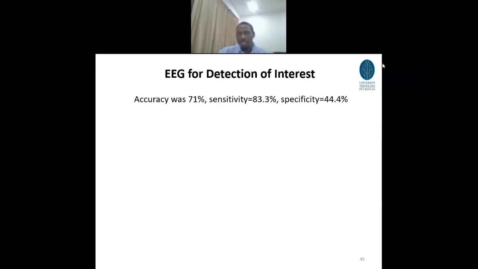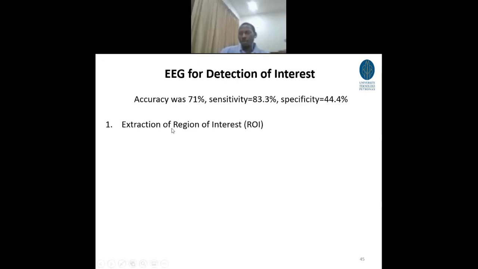So when we implemented the last two, which are the wavelets and the EMD, we got 71%. That was the highest we got, with sensitivity 83 and specificity 44. Okay? So we thought this is not good enough to be implemented, for example, in the classroom, because that means 29% of the time you are placing someone who is highly interested in the group of low interested. So it may not be effective.